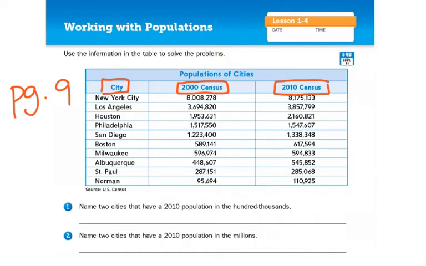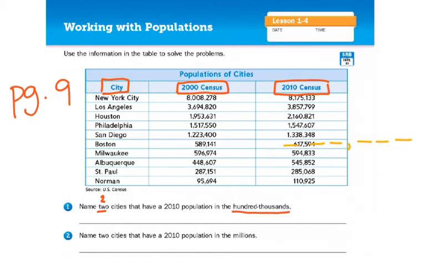So now let's look at number 1. The direction reads, name 2 cities that have a 2010 population in the 100,000s. So again, it says 2 cities, so pay attention to what they're asking. I'm looking for numbers in the 100,000s. If you remember, it's ones, tens, hundreds, thousands, 10,000s, 100,000s.